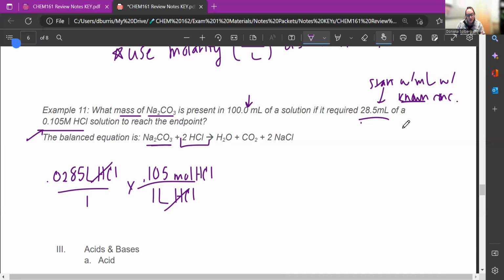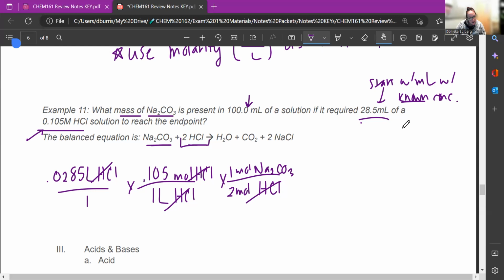All right. So now I have moles of HCl. This is what I have, and I want Na2CO3. So my mole ratio is going to be wanted over given. So I want Na2CO3, and I was given HCl. I'm going to pull those numbers from my balanced equation. 1 mole of this to 2 moles of this. So moles of HCl units will cancel. That's my mole ratio.